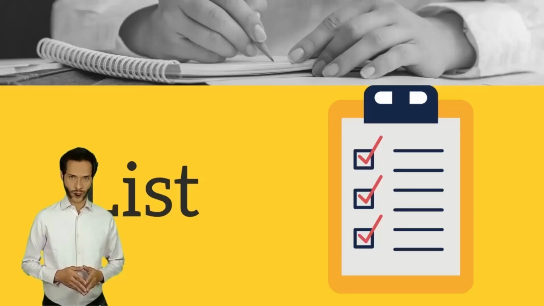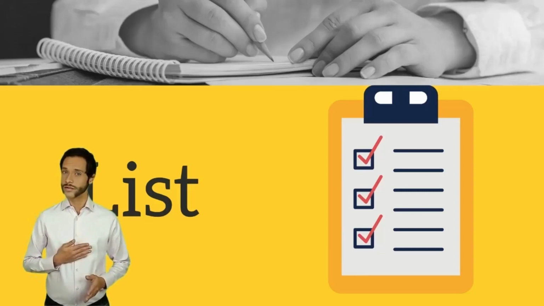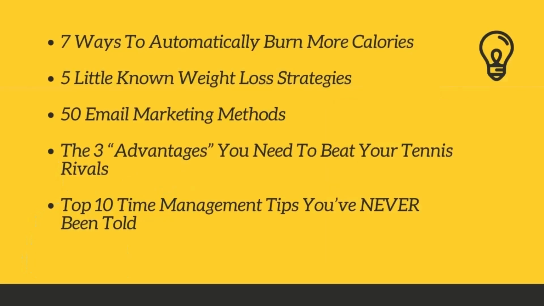Another very popular kind of ebook is what I've labeled the list. It is simply a listing of ways, strategies, tips, secrets, tactics, techniques, habits, exercises, principles, and so forth, with a detailed description of each entry to the list. Some examples of this kind of ebook include 7 ways to automatically burn more calories, 5 little-known weight loss strategies, 50 email marketing methods, the 3 advantages you need to beat your tennis rivals, top 10 time management tips you've never been told.